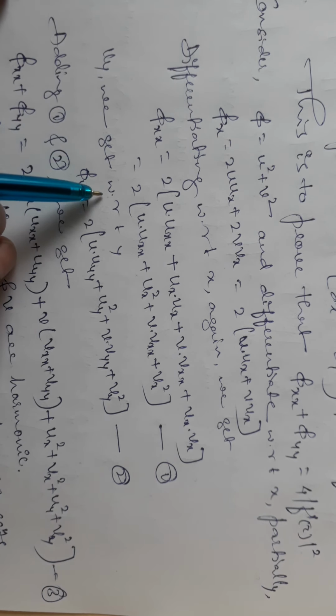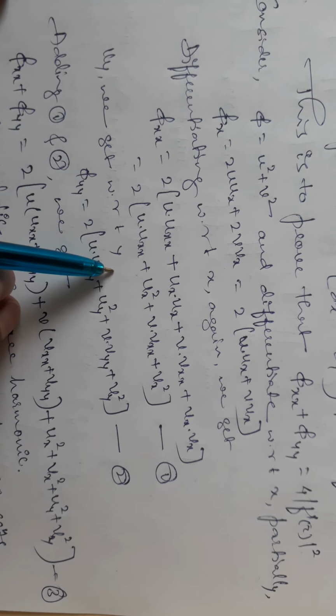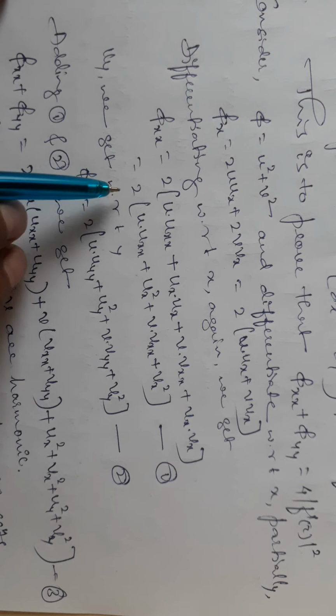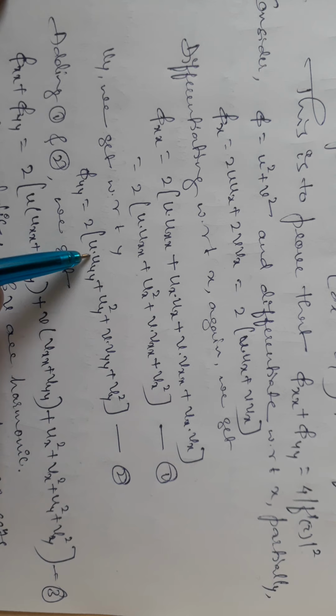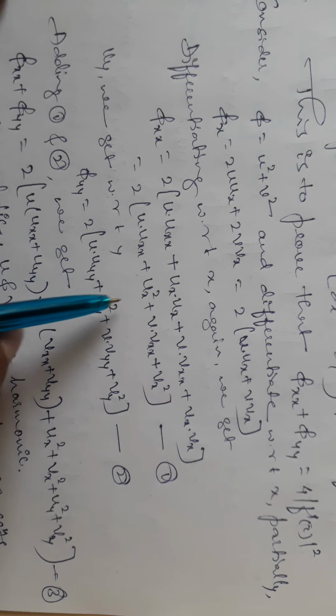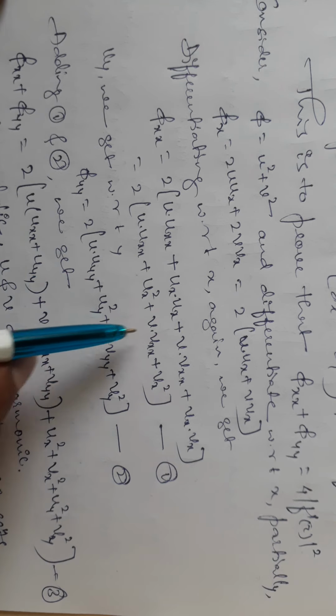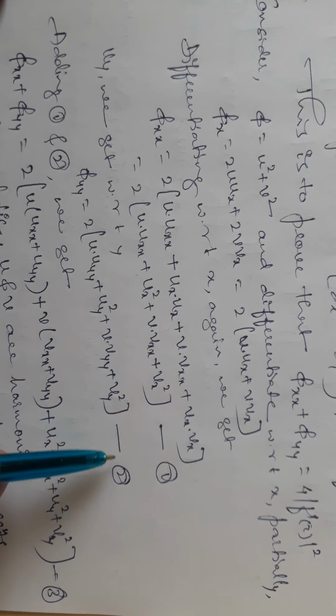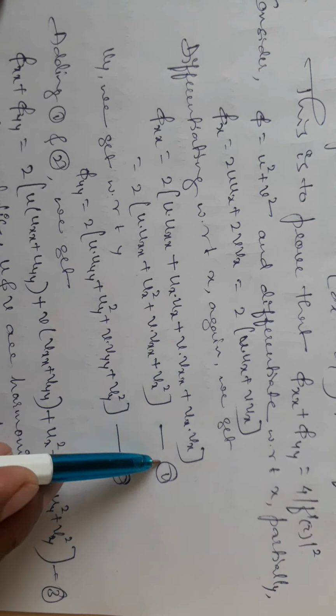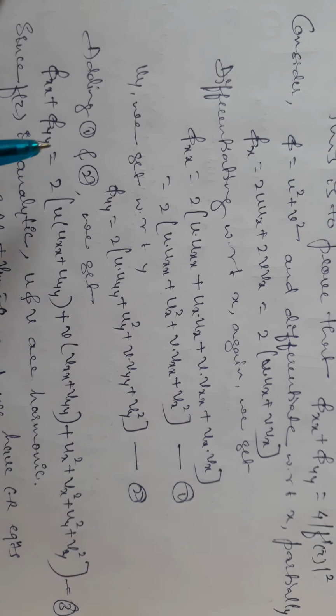Similarly, we can get with respect to y, therefore phi yy equals 2 times, replace x by y, that is u into uyy plus uy whole square plus v into vyy plus vy whole square. Call this equation number 2. The previous one is equation number 1.